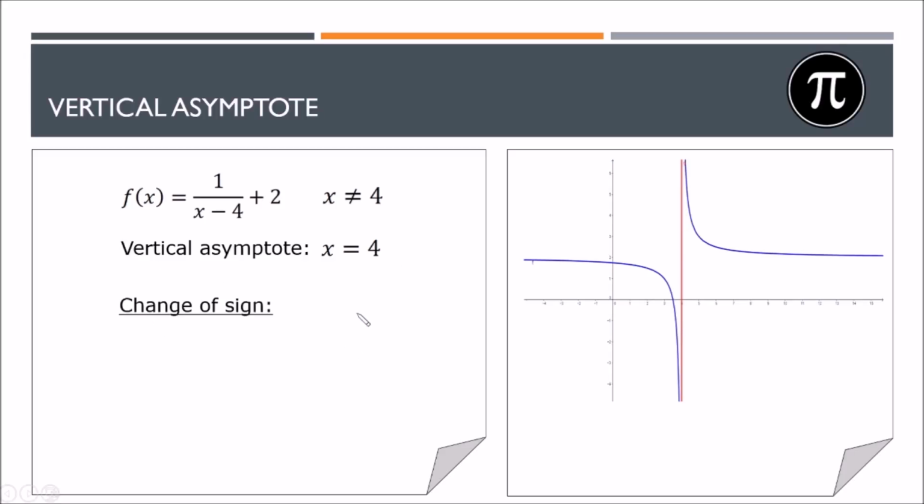Now we check the change of sign. In this picture you can see that the function goes up right to the asymptote and goes down left to the asymptote. So we have an asymptote with a change of sign here.